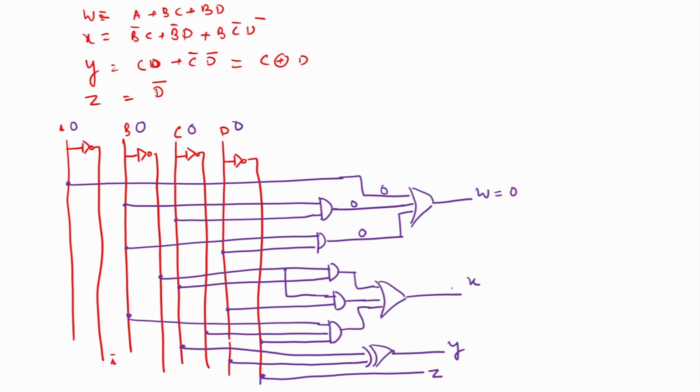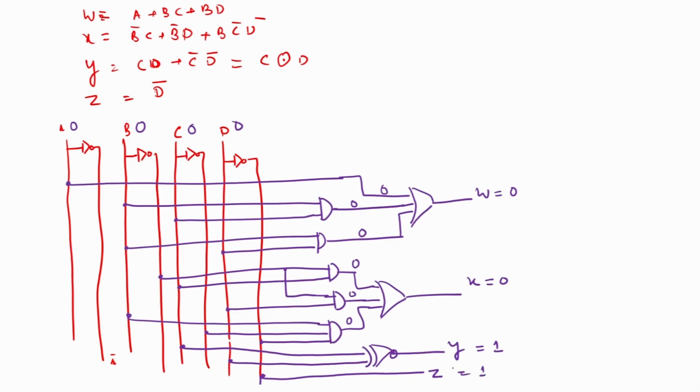What is the value of X here? B complement C, here C is 0, this means this particular input is 0. Here D is 0, this means this input is 0. Here B is also 0, this means this input is also 0, this means the value of X is also 0. What happens here? The value of Y is what? What is C XOR D? Both are 0, so C XOR D is 0, this means the value of Y is 1. And what is Z? Z is D complement, D is 0, this means Z is also 1.